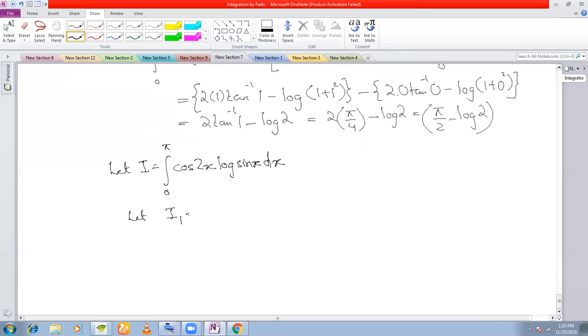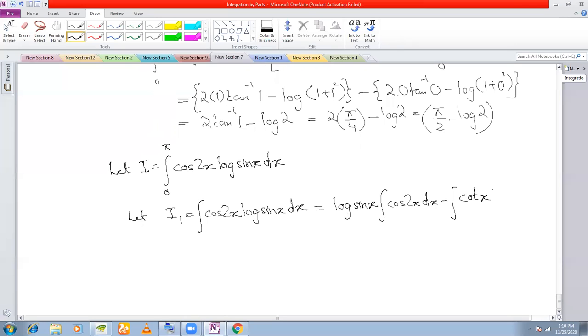Let I1 is equal to integral cos 2x log sin x dx, right? So consider this as a product of a trigonometric function and a log function. So log function has to be the first function. Log sin x integral by the ILATE rule, log function has to be the first function. Minus integral of derivative of log sin x. What is the derivative of log sin x? It is cot x.